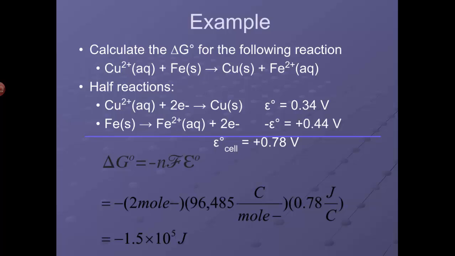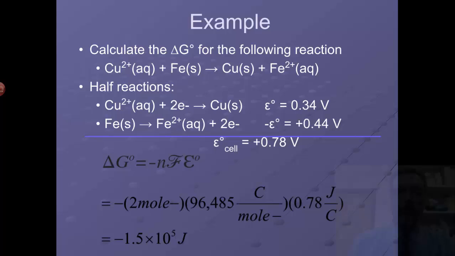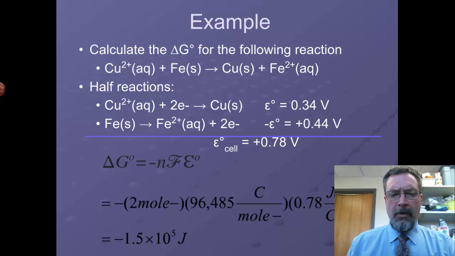So is this a spontaneous cell? Yes, it is. It will go. 1.5 times 10 to the 5 joules, or 150 kilojoules of delta G. That's a lot of work we can do with this cell. So this makes for a pretty good galvanic cell to produce work. An electrochemical cell that produces a lot of work is called a battery. And that's what a battery is. A battery is nothing more than an electrochemical cell that we harness the electricity from to do something.